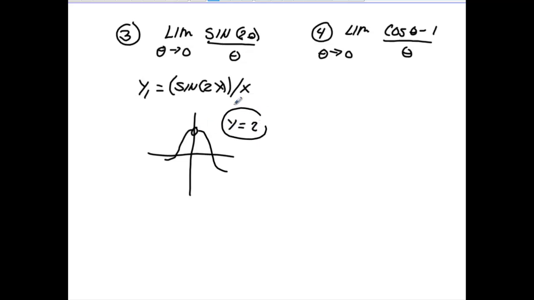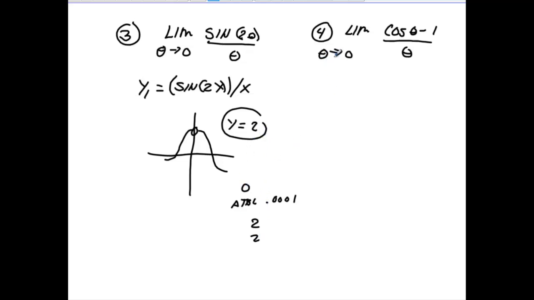Now the other thing you could do is go to second table set. Set your table start to 0, and set your delta table to, say, some value like 0.0001. Once you do that, go over and hit second table, and you look on each side of 0, because when you look at 0, you'll get a value of error. But if you look on the left and right side, you'll see the values of 2 and then 2. So you know that it has to go to 2. And that's a good way to do this.